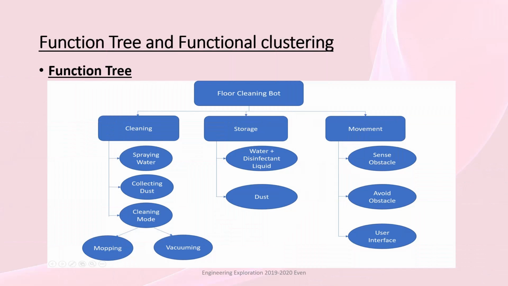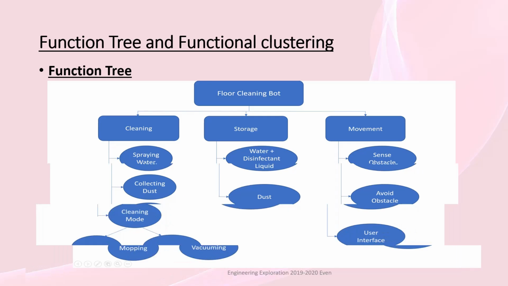Now, according to the function tree, there are 3 main functions: cleaning, storage and movement. In cleaning, there are sub-functions like spraying water, collecting dust and cleaning mode, which will be mopping or vacuuming. In storage, there are sub-functions like water plus disinfectant liquid storage as well as dust storage. And in movement, the sub-functions include sense obstacle, avoid obstacle and user interface.